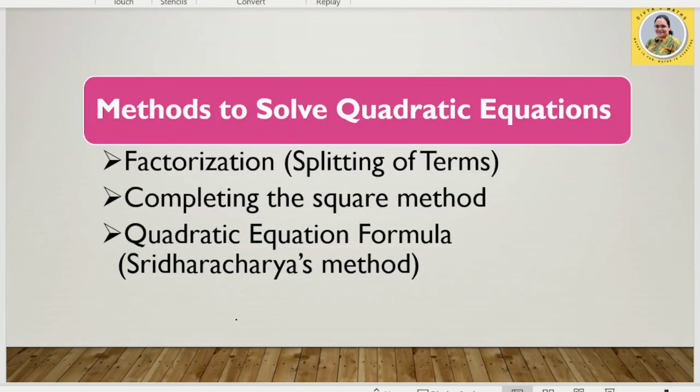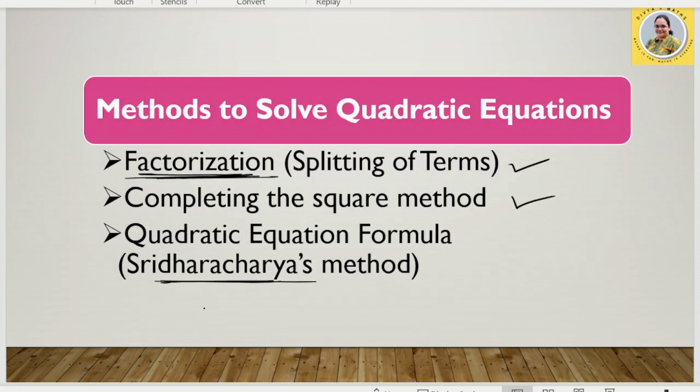Okay, now we will discuss what are the methods to solve a quadratic equation. So one method which is very familiar is the factorization method. Okay, by splitting the middle term we will solve by the factorization method. In this chapter we will also learn the completing the square method to solve quadratic equations, and we will also use the quadratic formula given by Sridharacharya, known as Sridharacharya's method.